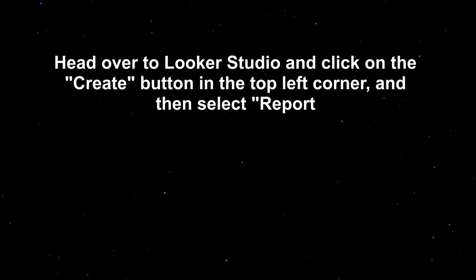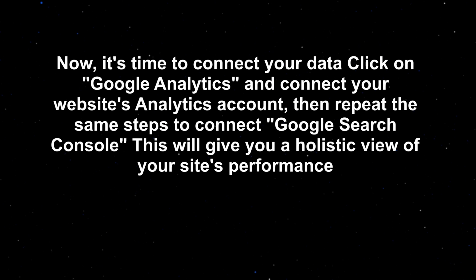Head over to Looker Studio and click on the Create button in the top left corner, and then select Report. Now, it's time to connect your data. Click on Google Analytics and connect your website's analytics account. Then repeat the same steps to connect Google Search Console. This will give you a holistic view of your site's performance.